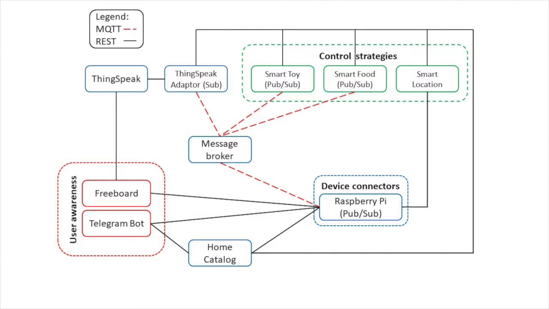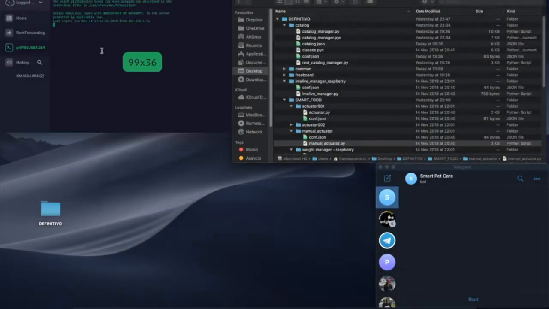We have 3 control strategies: Smart Toy, Smart Food, and Smart Location. The devices of those strategies are grouped in structures called boxes. Every box has its own topic and its own TeamSpeak channel. The end user interacts with the system through a Telegram bot and through FreeBoard. CherryPy is used to expose the catalog through REST API.